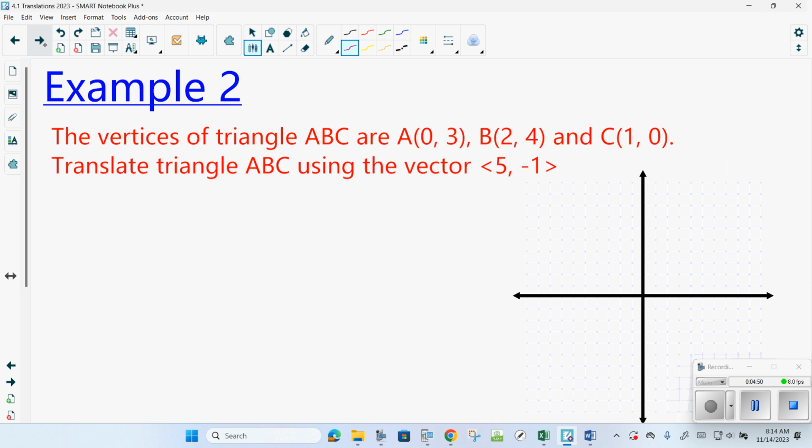The vertices of the triangle A, B, and C. All right, let's start with that. So A is the point (0, 3). B is the point (2, 4), and C is the point (1, 0). Now, it's asking me to translate triangle ABC using the vector <5, -1>. So if I go 5 units to the right and down 1 unit, and that's C prime then. That would be A prime, B prime. And so my new figure has been translated 5 units to the right and 1 unit down. Notice this is rigid, meaning the actual triangle itself has not changed. It is the same figure, it has just been slid 5 units to the right, or translated 5 units to the right and 1 unit down.